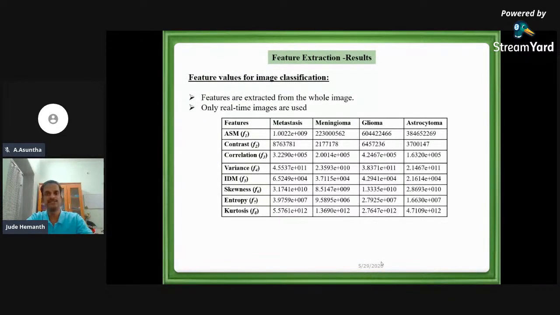Now, this is the result of the feature extraction process. What do you see here? Many values. But if you look at the ASM of metastasis, it is different from the ASM of meningioma. ASM of glioma is different from ASM of astrocytoma. Then you can say ASM is a good feature which is able to capture the important information from those specific images. Similarly, when you look at all the features, all are able to give different values for each image category.